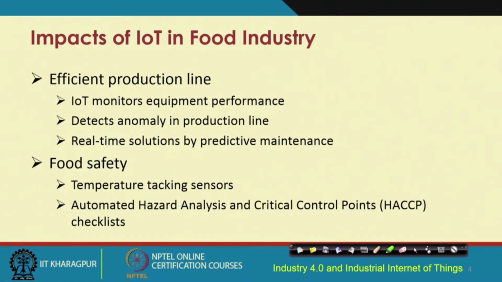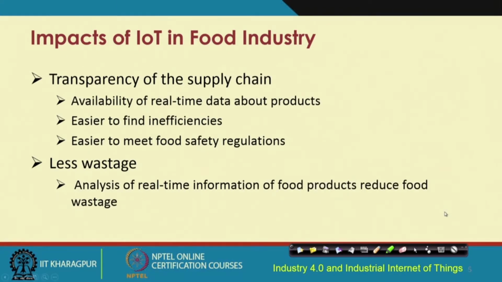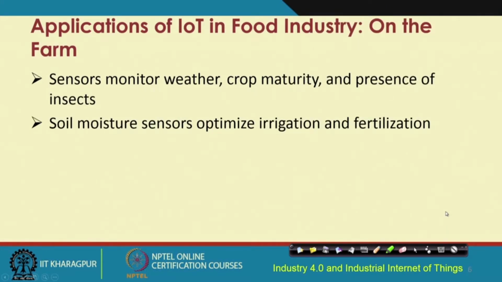So, the impact of IIoT in the food industry is like this: we are going to have an efficient production line, adequate, suitable, efficient food safety measures, and food safety regulations implemented. We are going to have transparency of the supply chain, and we are going to minimize wastage in the entire supply chain, minimizing wastage of food resources. We can analyze in real time, for example, the information of food products and reduce food wastage. All of these things are possible if you have IIoT implementation in the food industry.